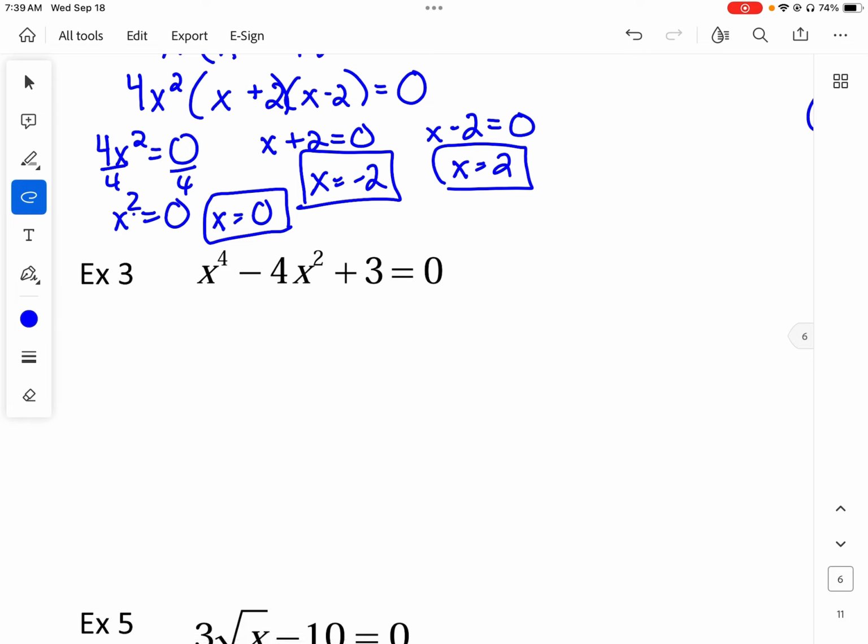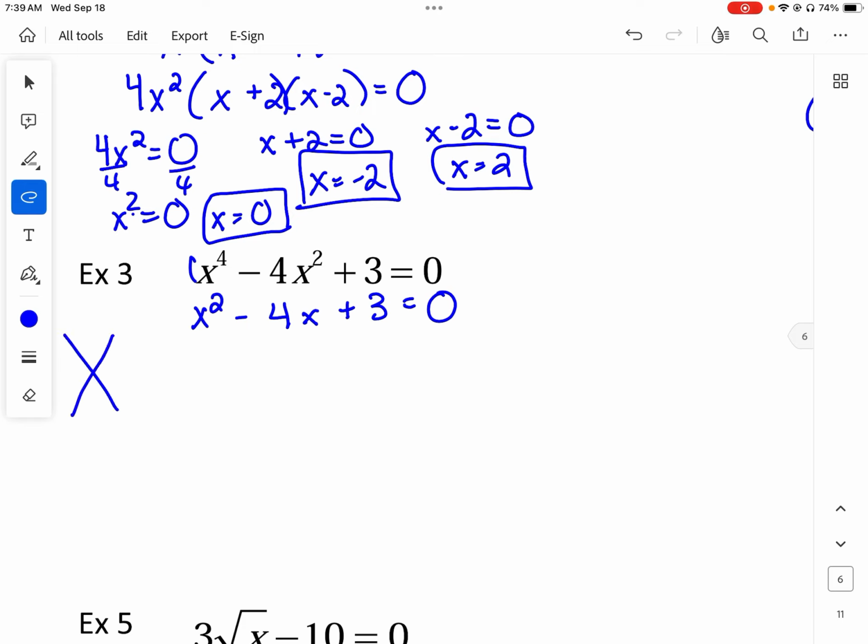Okay, now we have x to the 4 minus 4x squared plus 3. So this has a coefficient of 1. And the only difference between this and this is the exponent is doubled. Like we have a double, so x squared is x to the 4. X is x squared. So we could actually factor it just like we factor this trinomial.